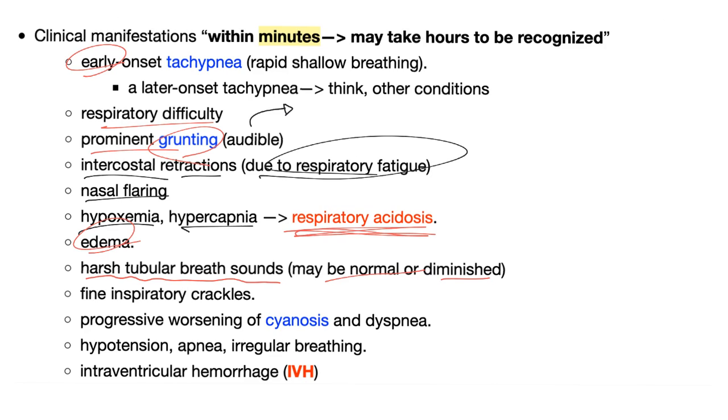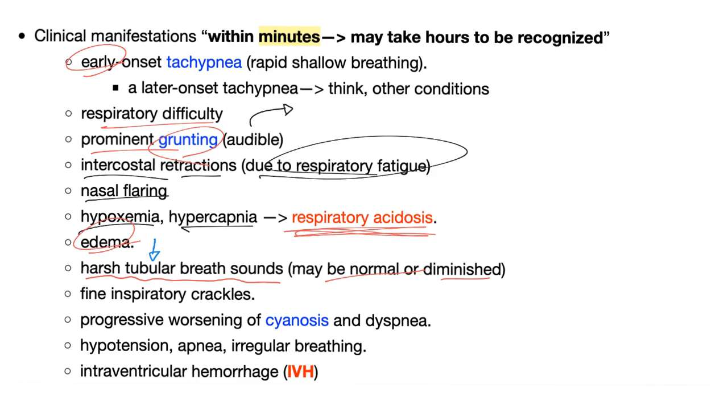Normally, when we put a stethoscope on the lung, we do not hear tubular breath sounds, we hear vesicular breath sounds. They sound like this. Those are vesicular. But in cases of respiratory distress syndrome, they are tubular.